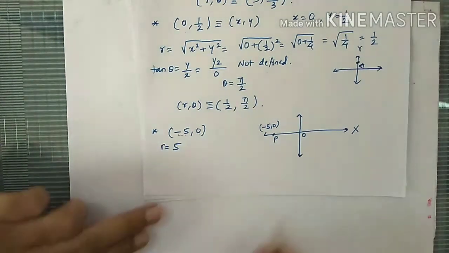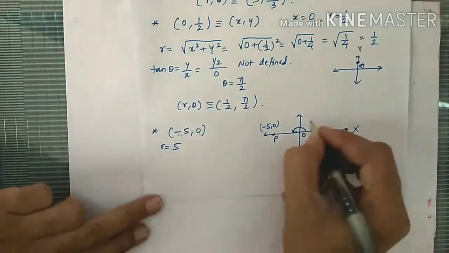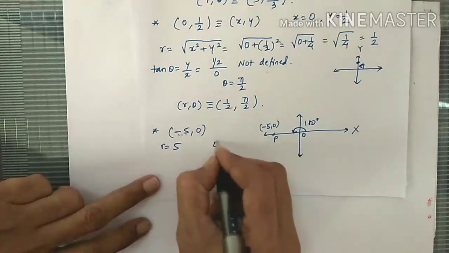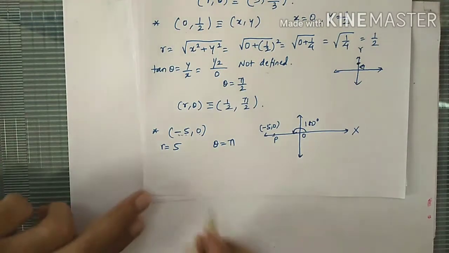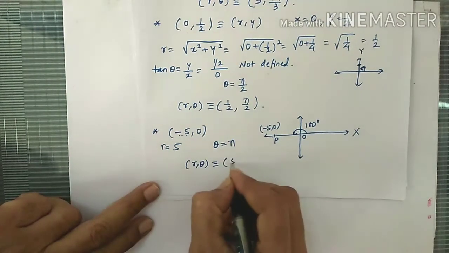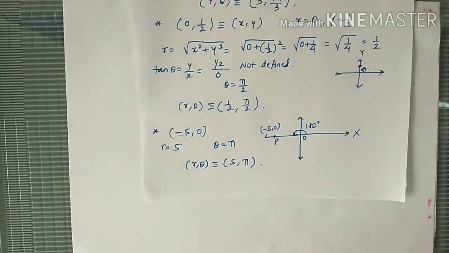And what is theta? Theta is measure of angle XOP, and that is 180 degrees here. 180 degrees means pi. So theta equals pi. So without using the formula, if the point lies on the coordinate axis, we can find r and theta. So the polar coordinates r, theta are 5, pi. So these are the polar coordinates.